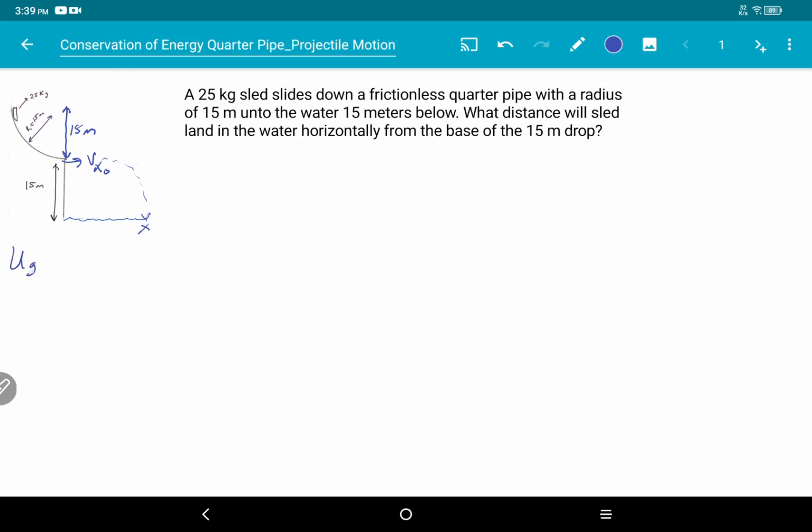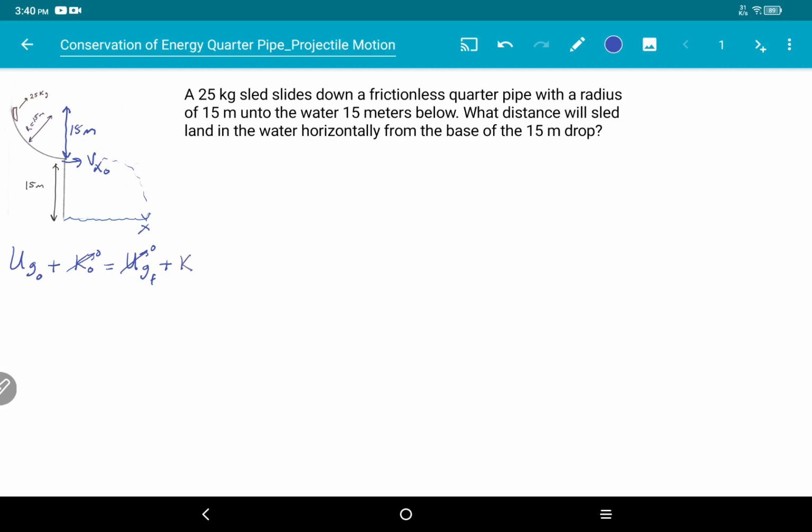At the very top, we do have potential energy. That's our initial. We also have no initial kinetic energy, so that's 0. And that will be equal to the final potential energy, but we're only taking it at the end of the quarter pipe, so that will be 0, because that's going to give us our exit velocity, the energy due to that 15-meter height. And I'm not talking about the 15 meters below, I'm talking about the 15-meter radius.